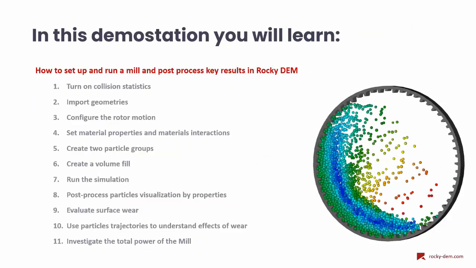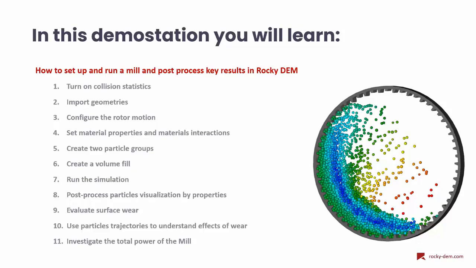In today's session, we are going to show how we can set up a DEM simulation of a mill and do some post-processing analysis in Rocky. We will begin by turning on collision statistics. Then we will import the geometry of the mill and duplicate it to create a reference one. Next, we will set the rotation motion frame. We will configure material properties and material interactions. Then we will create two particle groups to be used and set the volume fill.